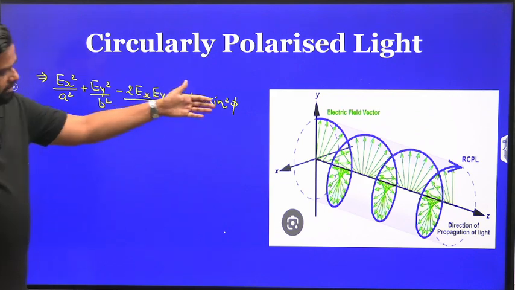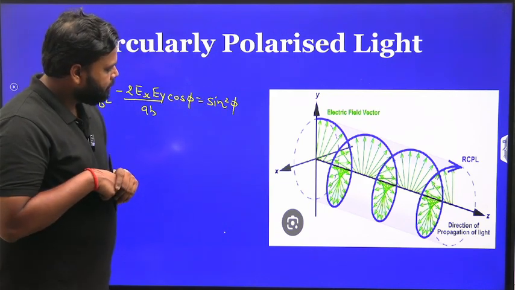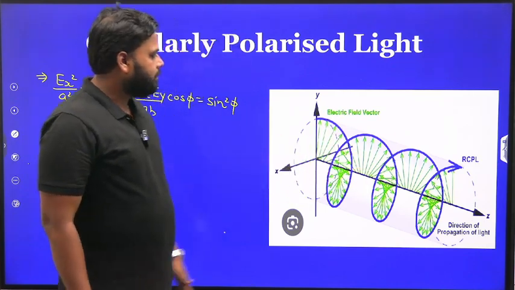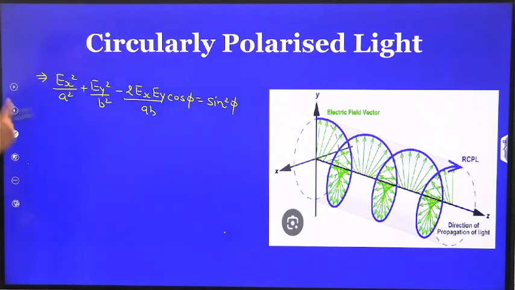As you can see in the figure I have shown here, the tip of the electric field is rotating, basically forming a circle. This type of light ray is known as circularly polarized light. So how can we get this mathematically?